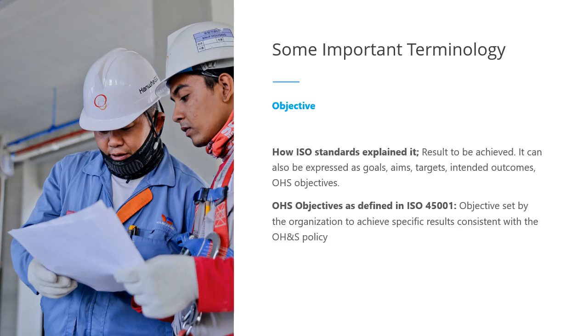Objectives. Objectives are the results to be achieved. They can be expressed as goals, aims, targets, intended outcomes, etc. ISO 45001 explains OHS objectives as objectives set by the organization to achieve specific results consistent with the OHS policy. OHS objectives can be set at the strategic level, tactical level, as well as operational level. For example, strategic objectives could be to reduce the risk of ill health issues due to manual handling.